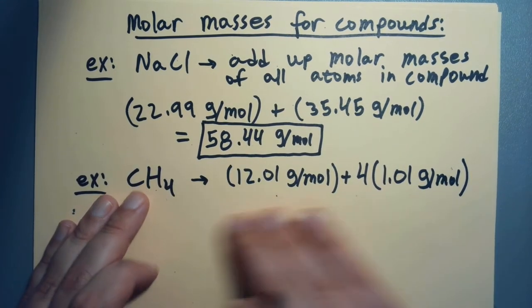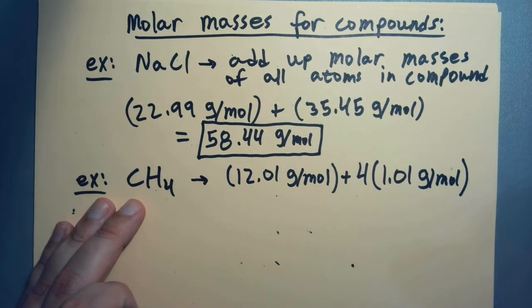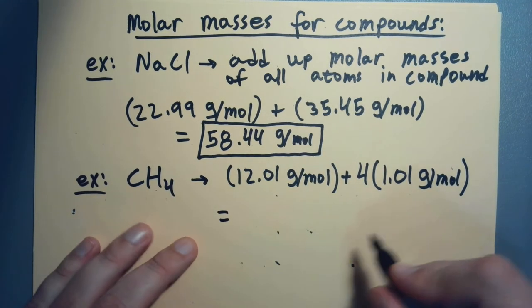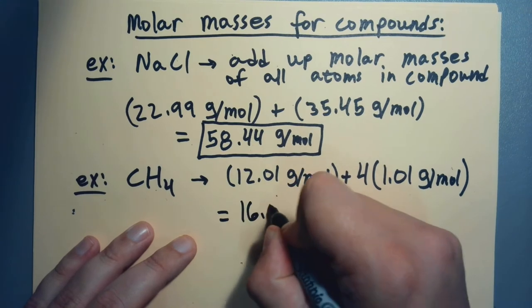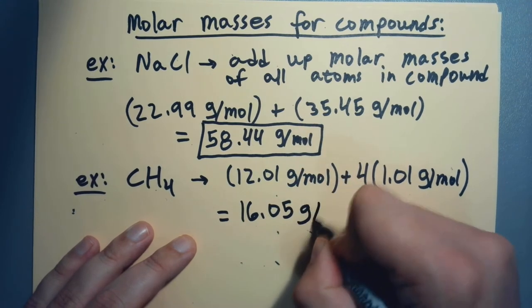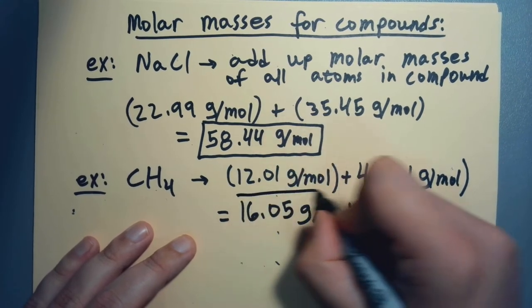Okay. So I get these numbers from my periodic table. I know how many of them to add together from my formula. And then I just follow through with the math. All right. And so I get 16.05 grams per mole.